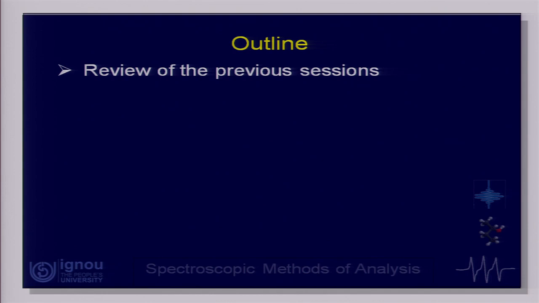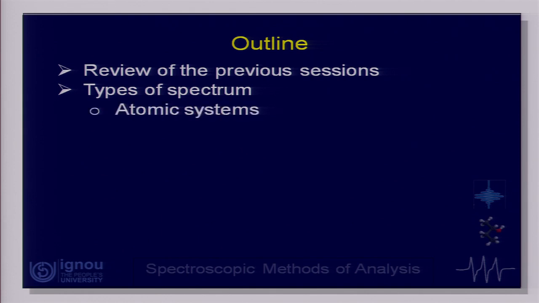Hello friends, welcome back. In today's session, we will continue our discussion on the basic aspects of spectroscopy and talk about the nature and characteristics of spectrum. The session is planned as follows: to begin with, we will briefly review what we did in the previous sessions. Thereafter, we will move on to the types of spectrum. This we will discuss in the context of atomic systems, and then we will move on to the molecular systems.